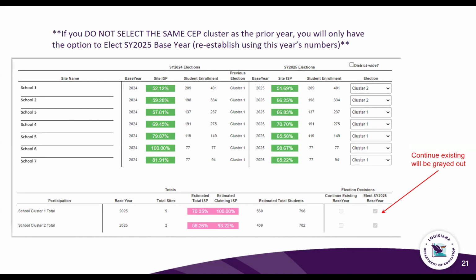So in this example, previous year, all schools were in one cluster, but if you decide that you want to break it apart into two clusters for the first time, then you would have to elect a new base year. This goes by individual cluster. So if you are an SFA that has, say, 3 or 4 clusters, as long as all the cluster 1 sites are clustered together again, then you would be able to choose whether to continue or elect, even if you make changes to cluster 2 or cluster 3.